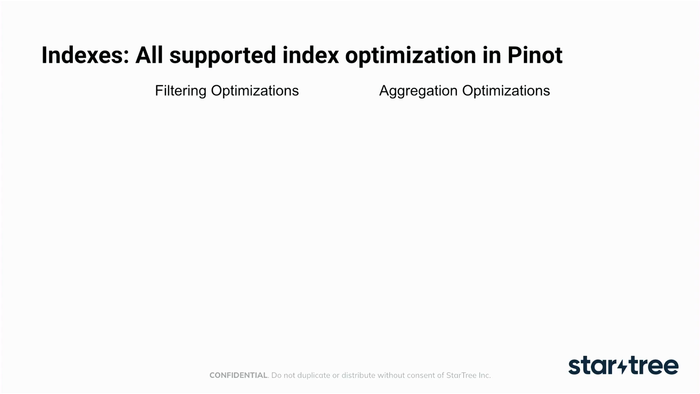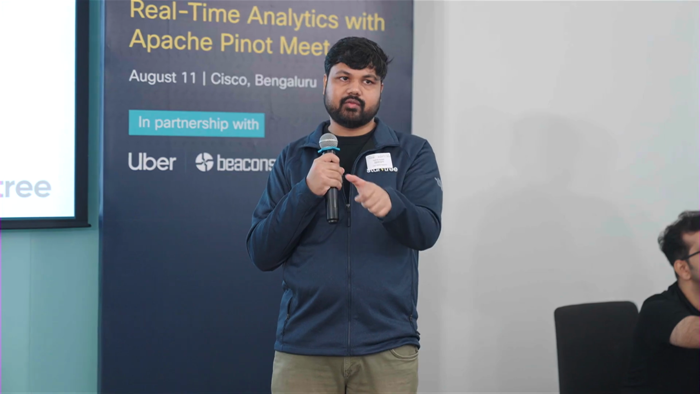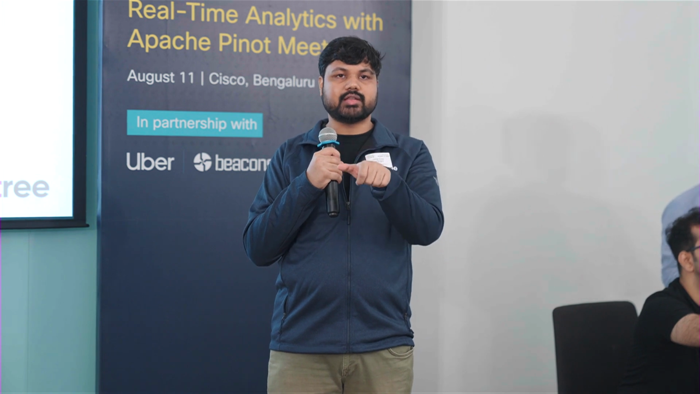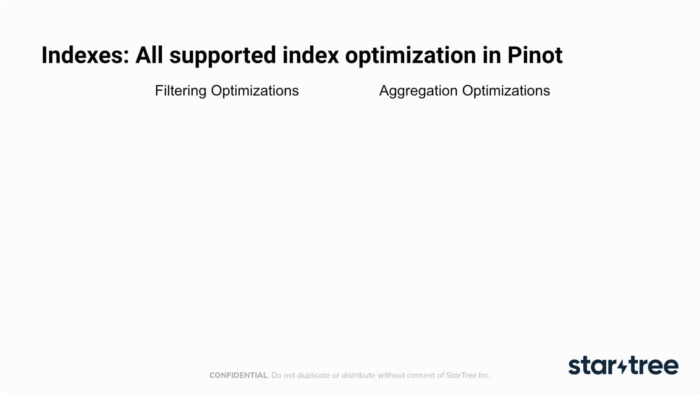So there are a lot of differentiators in Pinot compared to other OLAP databases. The first one is the number of indexes we support. We don't have just simple inverted indexes. For example, you fire a query: select all from booking table where user ID is equal to ABC. Generally people create an index on user ID and expect that you can easily figure out where the user ABC lies in the data and quickly return the results. But we support a lot more indexes on top of it.